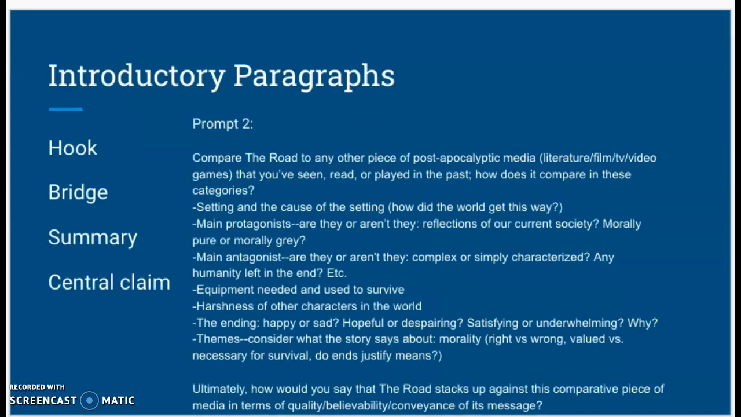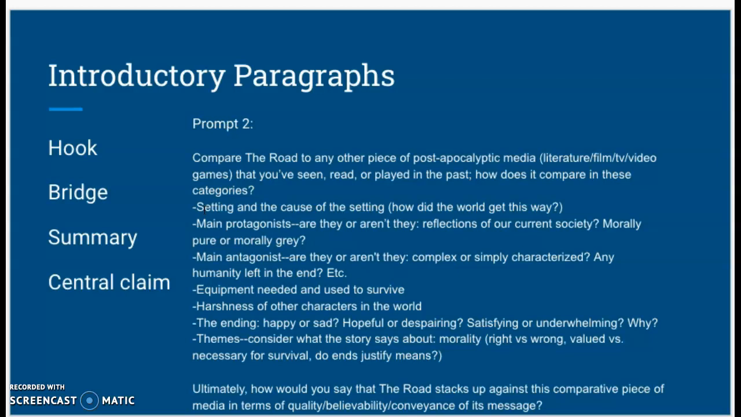So this prompt is a completely separate prompt from the first prompt that we wrote last class. This is a comparison and contrast essay. So the prompt asks, compare The Road to any other piece of post-apocalyptic media, literature, film, TV, video games that you've seen, read, or played in the past. How does The Road compare in these key categories?